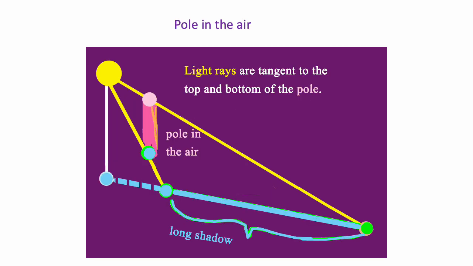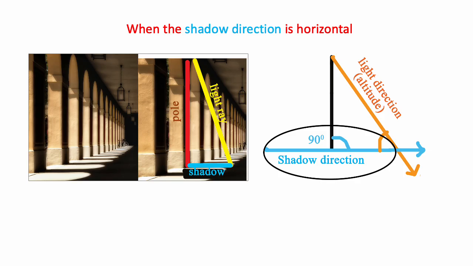If the pole is in the air, then the light is tangent to both the top and the bottom of the pole, and where they meet the shadow line defines the length of the shadow. In this picture, I made one of the columns the pole and found the end of the shadow. When you connect that end of the shadow to the top of the pole, you get the light direction. In this situation, the shadow direction is horizontal, so the angle it makes with the vertical is a 90-degree angle.